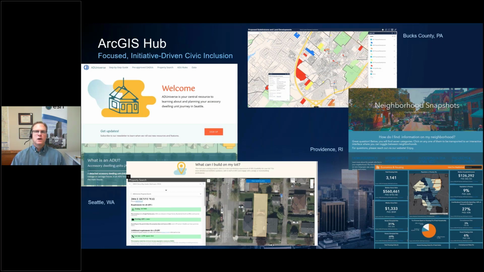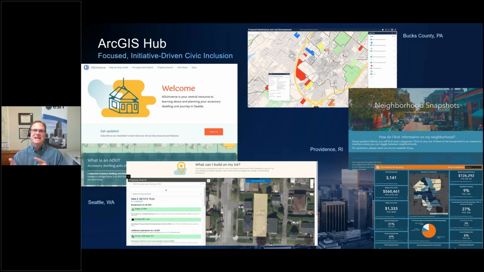Providence has a neighborhood snapshot for all of their different neighborhoods, providing a dashboard to show the housing situation, home value, household income, and so forth. And then Bucks County, Pennsylvania does a great job of showing the public what's coming up in the next planning commission meeting in terms of proposed subdivisions and land developments.